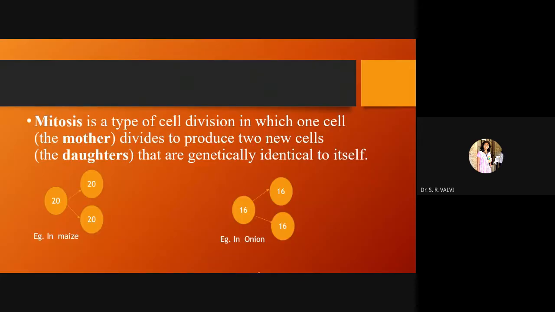So see here, mitosis is the type of cell division in which one cell, or we call it the mother cell, divides to produce two new cells. We call them daughter cells, and they are genetically identical to itself.